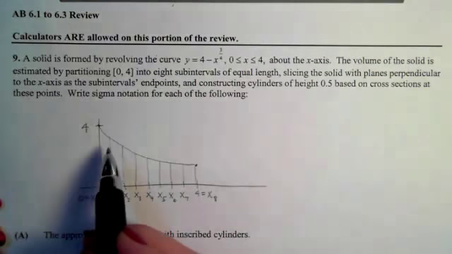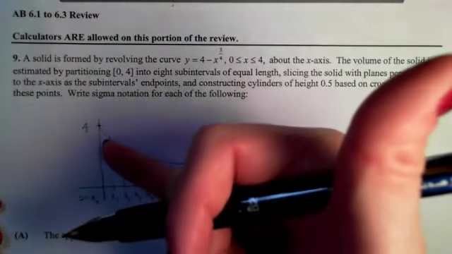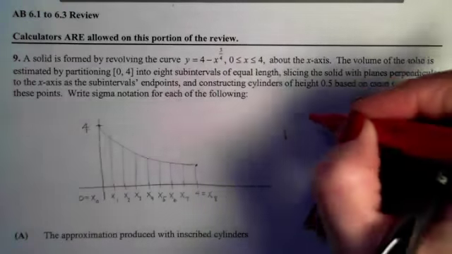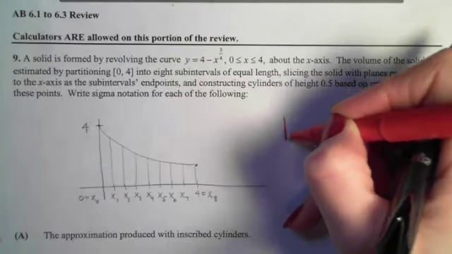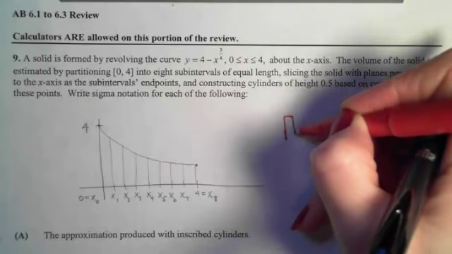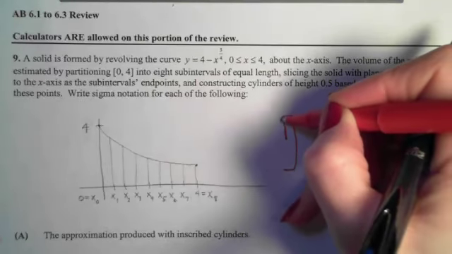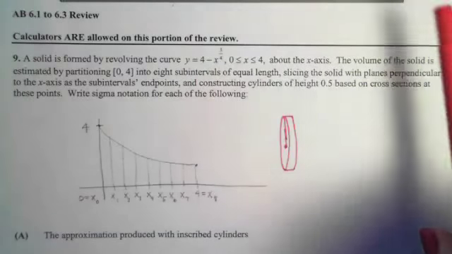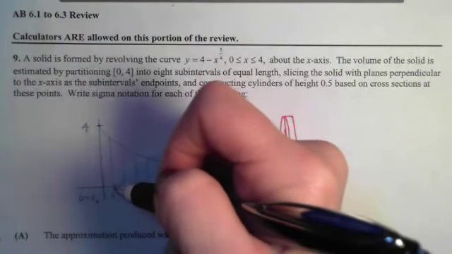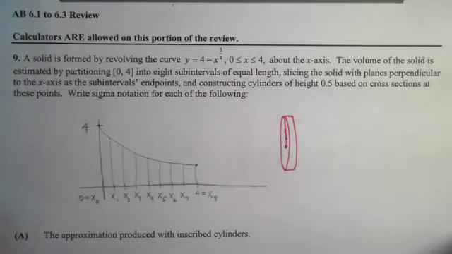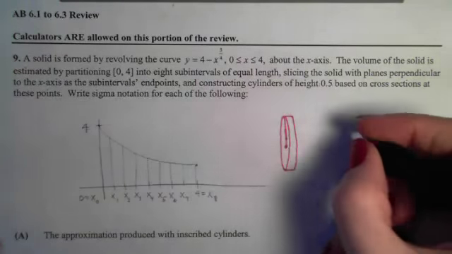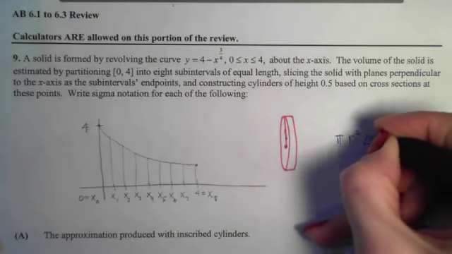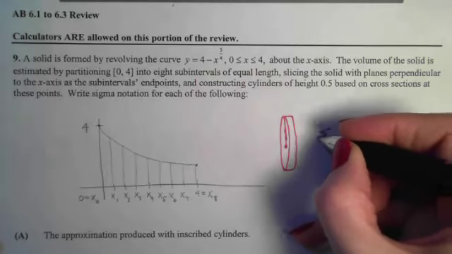Since I'm going to take one strip, whichever strip it is, and rotate it around the x-axis, I'm going to have a cylindrical disc that looks something like this. And the radius is going to be a function value. So the volume of that disk is going to be pi times r squared times delta x, and then I'm going to add them up.